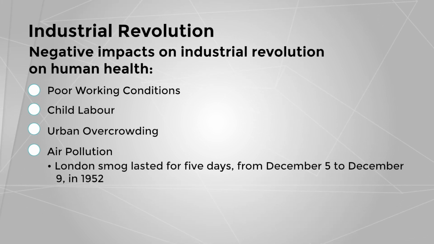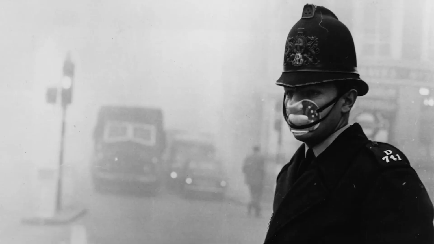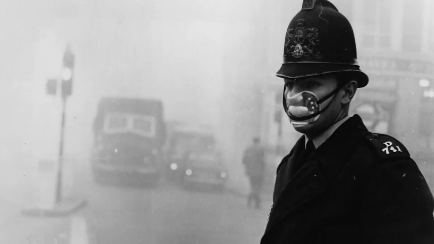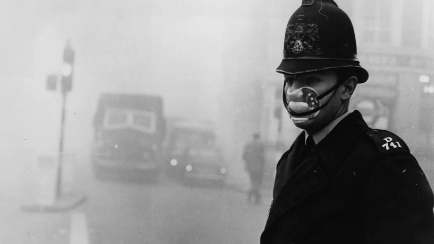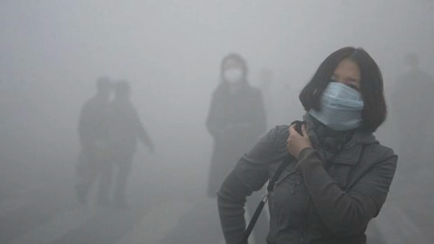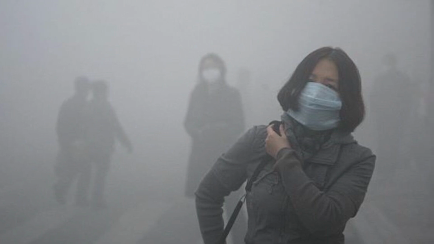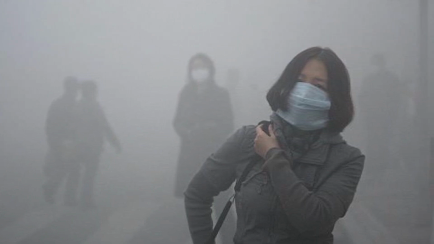The Great London Smog is a famous incident that lasted for 5 days, from December 5 to December 9, in 1952. The smoke and fog brought London to a standstill and resulted in over 4,000 deaths in 5 days. Visibility was so impaired in some parts of London that pedestrians were unable to see their own feet.